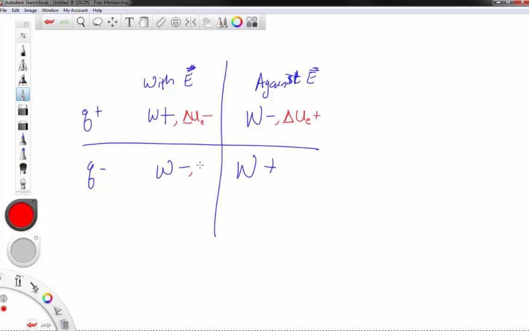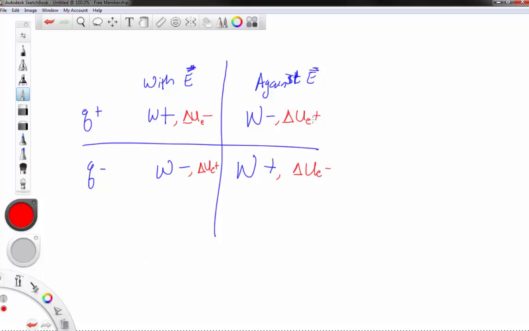So to fill out the rest of this table, I basically have something like this. Diagonals are the same sign, I mean. So this is U_E minus because it goes with a positive amount of work. This one's minus and goes with a positive work. This one's positive, it goes with a negative amount of work. This one's a negative amount of work and goes with a positive amount of stored energy.